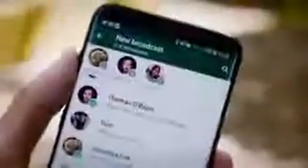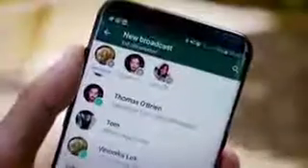WhatsApp is a truly incredible messaging application, but the sad thing is that 99% of the people who use it probably don't even take advantage of half of its functionality. And this video aims to change just that.